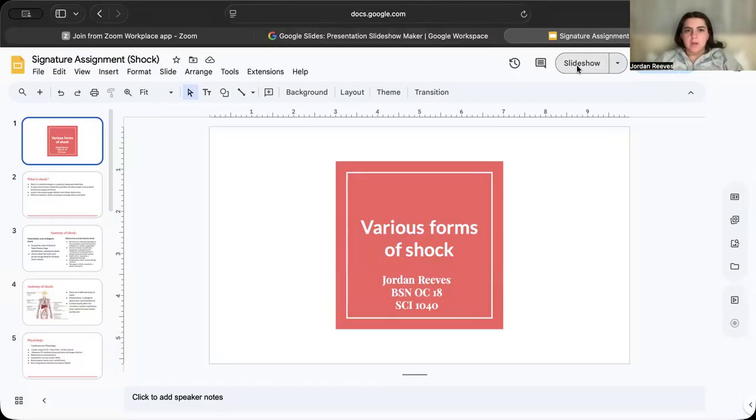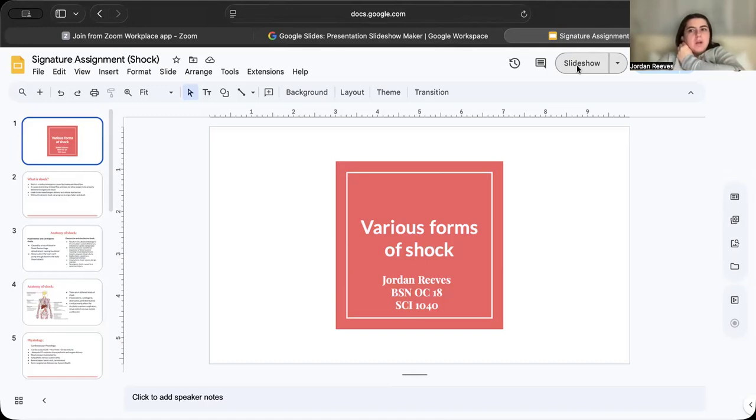So, what is shock? Shock is a medical emergency that is caused by inadequate blood flow. It causes a severe drop in blood flow and does not allow the oxygen to be delivered to the organs and the tissues as it's supposed to be. With the decreased oxygen, it can cause cellular dysfunction. Without treatment, shock can progress to organ failure and unfortunately even death.